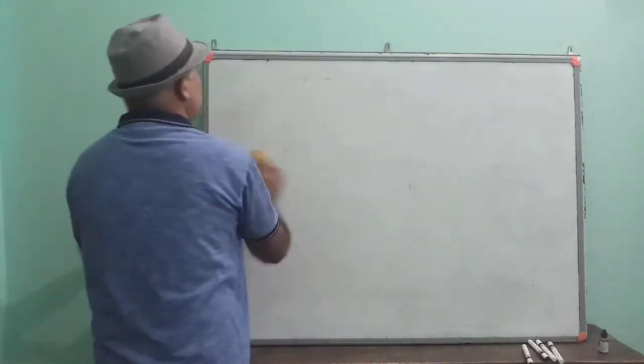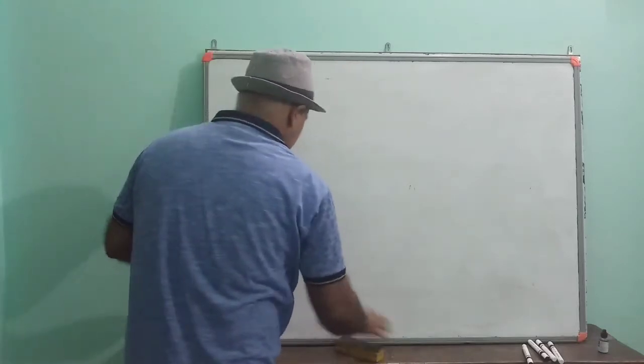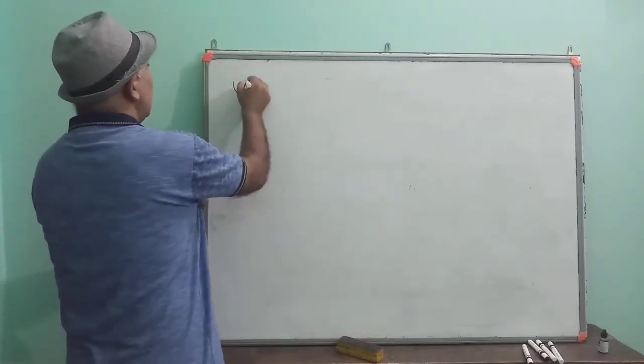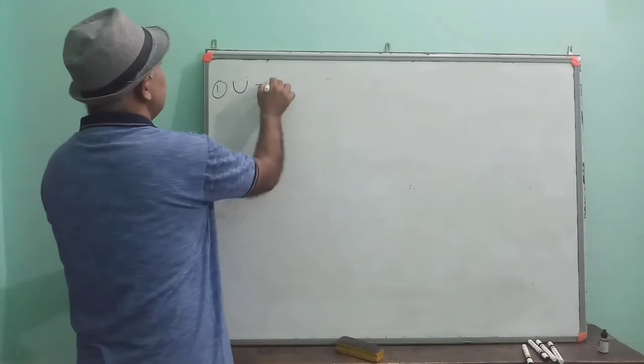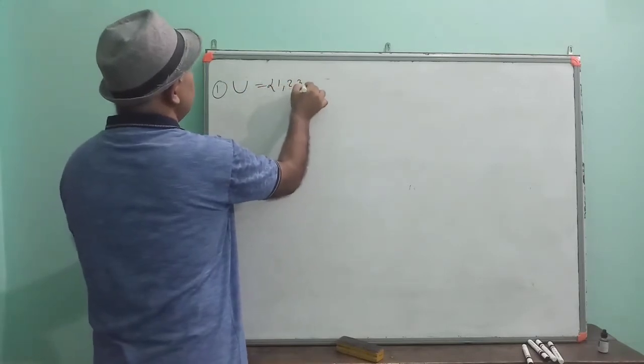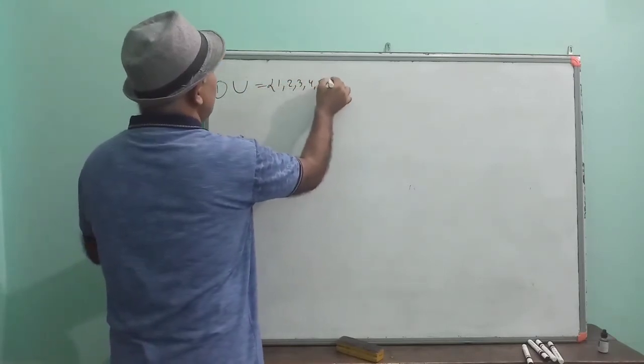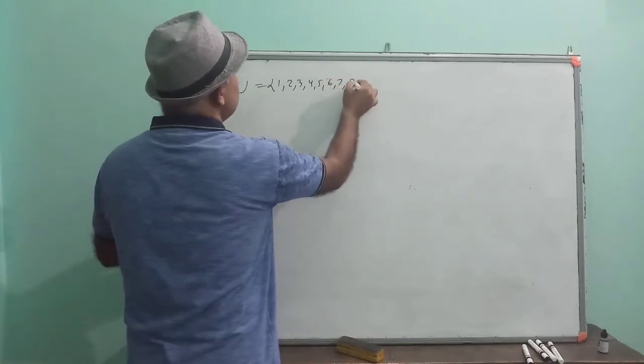Suppose that one universal set is given to you in which the first 10 natural numbers are there.